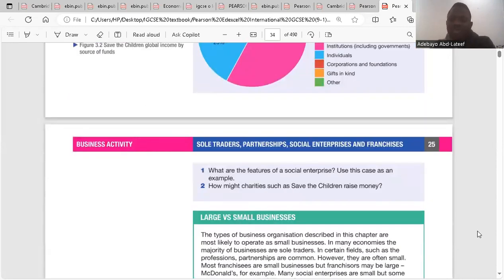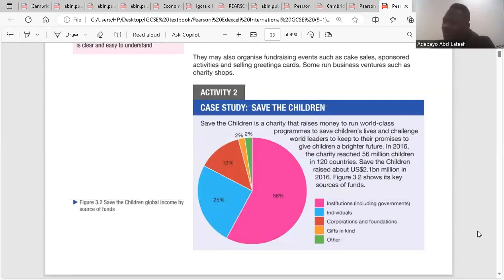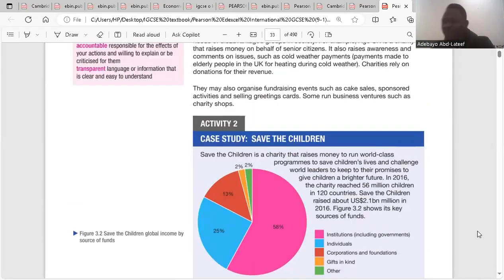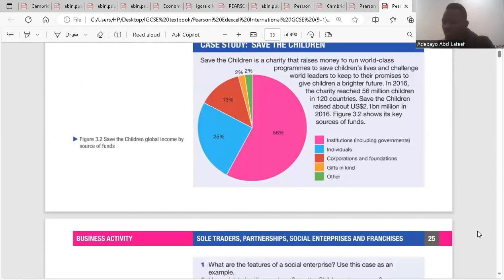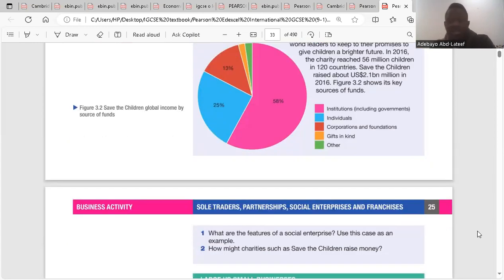They said, what are the features of a social enterprise? Use this case as an example. Like I told you, social enterprise aim to improve human and environmental well-being. They want people to be fine, happy. So then they don't want to make profits. That's what it means. So now the second question says, how might charities such as Save the Children raise money?